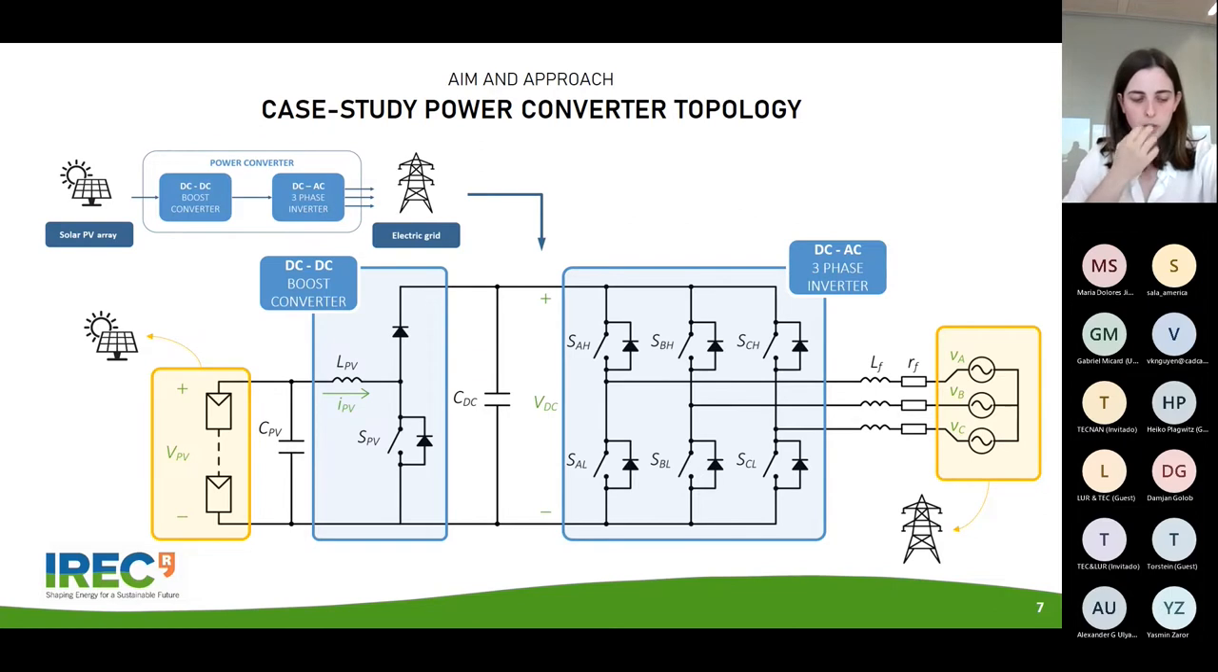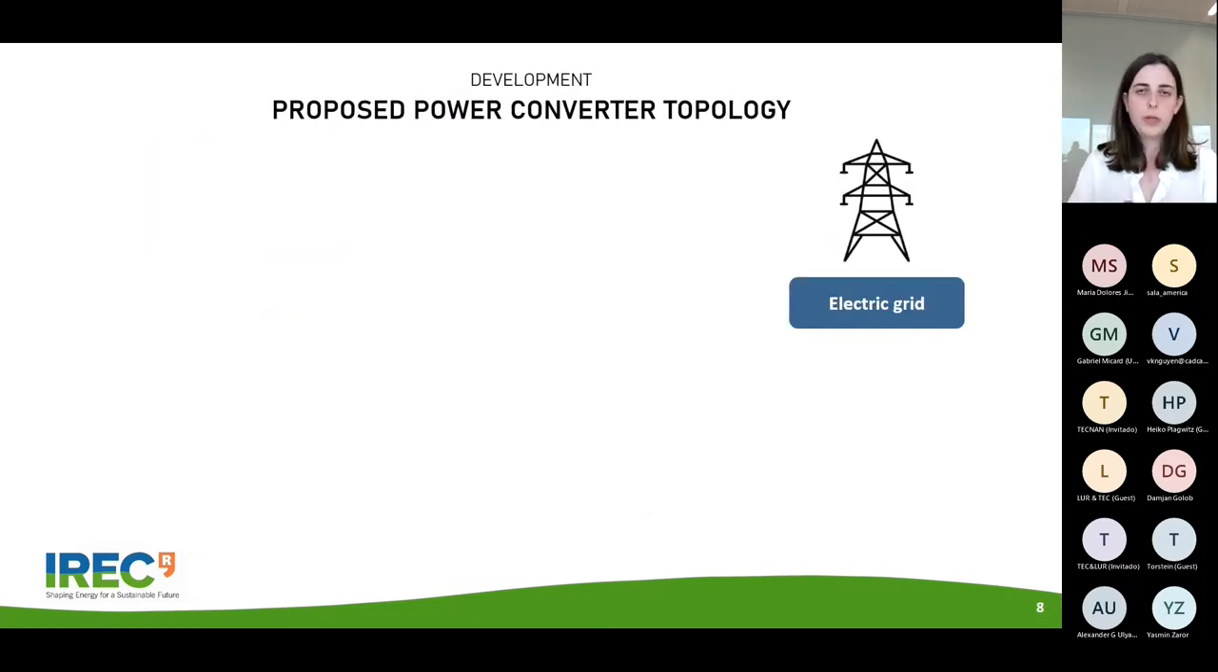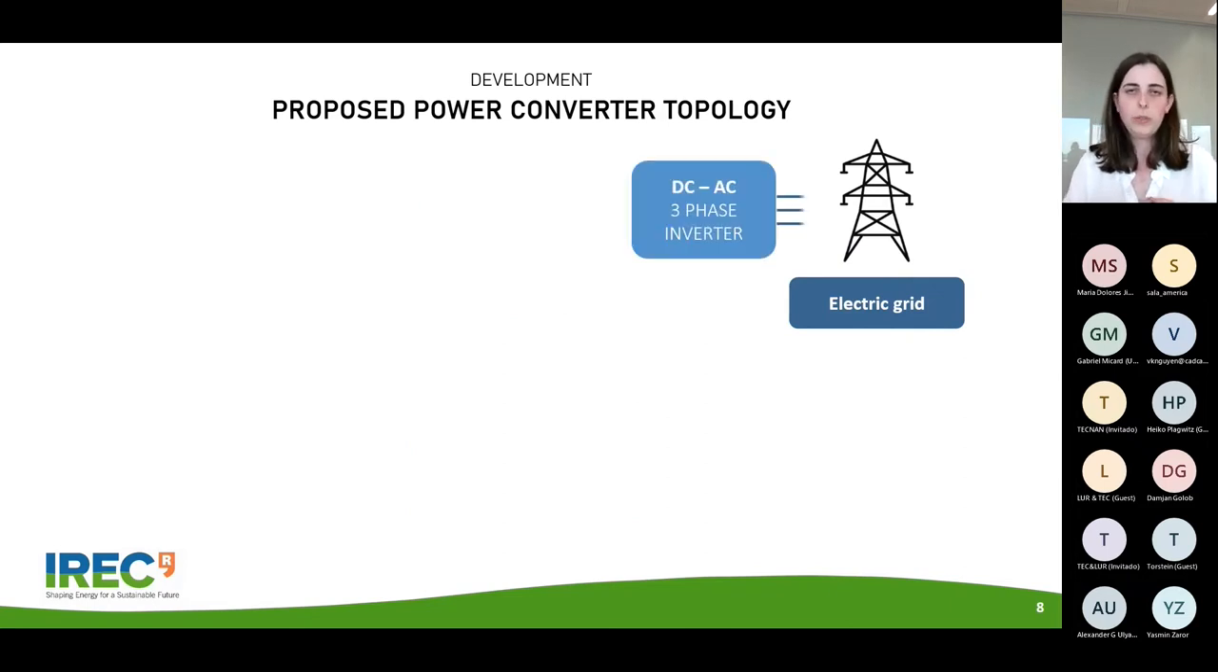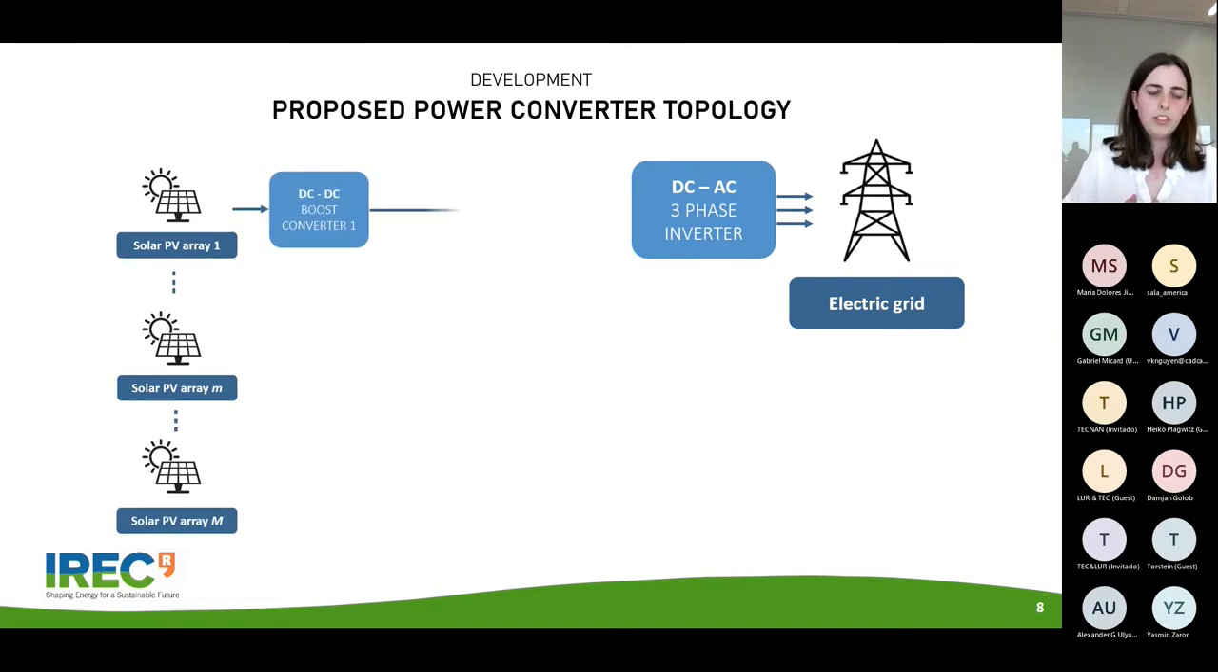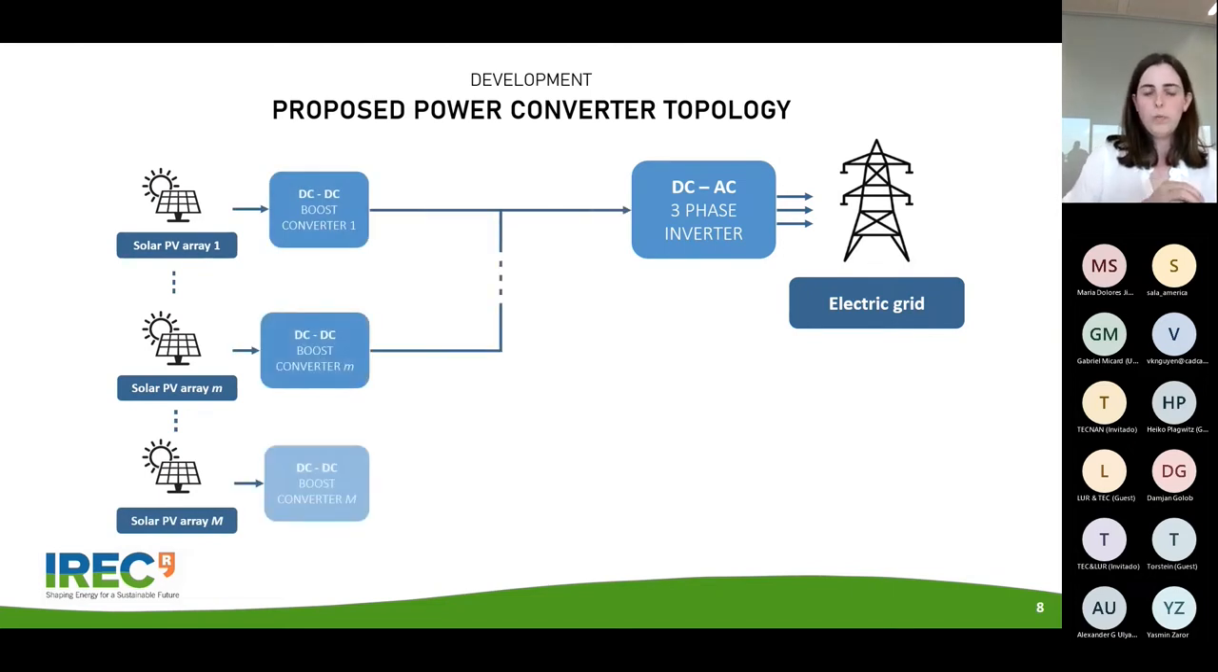So let's move on to the proposed converter topology presented by IREC. Well, of course, we have the electric grid, so we will need a DC-AC three-phase inverter. But in IREC's proposal, we are not only considering one solar PV array, but a modular approach in which we have several solar PV arrays, where each of these PV arrays has a DC-DC boost converter that is connected to the same voltage level that later on the DC-AC three-phase inverter will convert into a three-phase system to pour the energy into the electric grid.